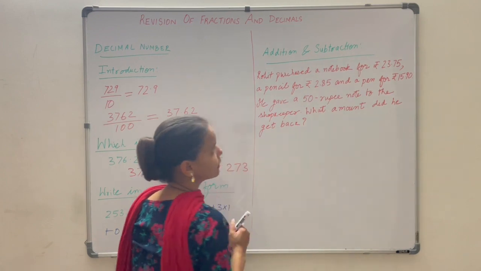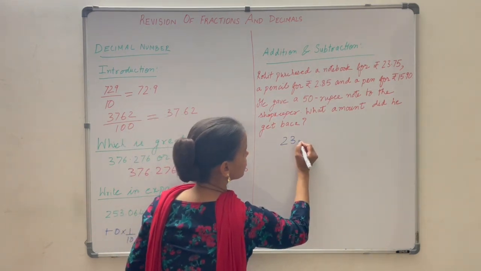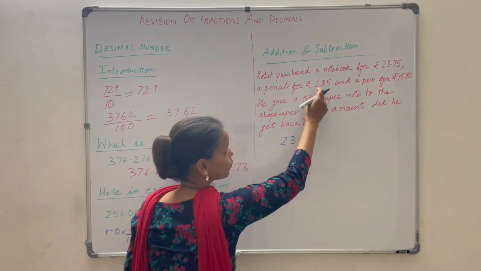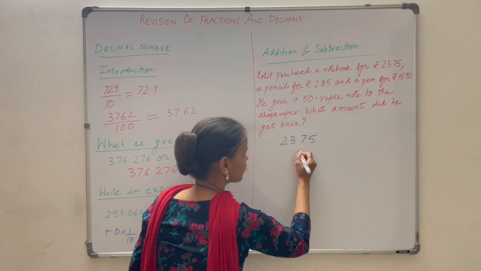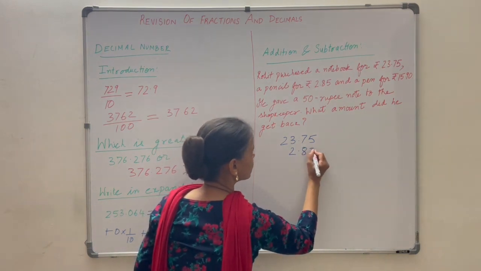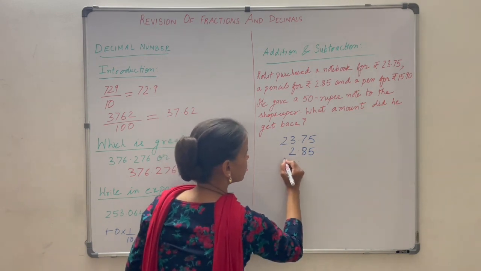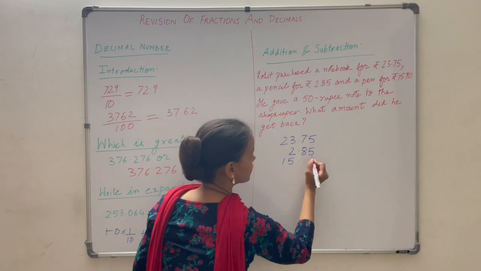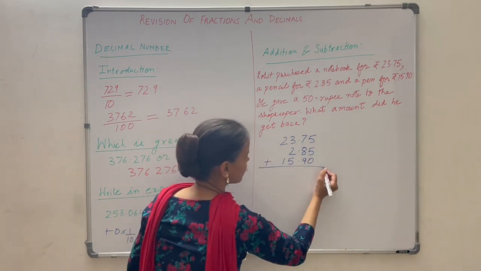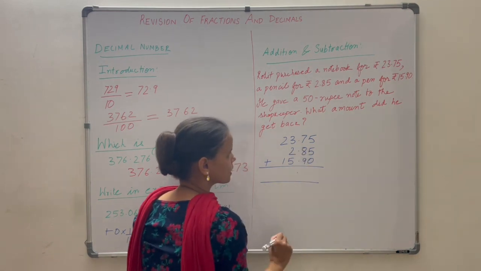So whenever you add a decimal number, only one point you have to consider here, like here 23.75. The next number, how are you going to write it? 2.85. You just write down decimal point below the decimal point and the remaining digits you have to write accordingly. Similarly, decimal point below the decimal point and the remaining digits you have to write accordingly. Okay, so we have written it. Now we are going to add. In the answer also we place a decimal point below the decimal point.